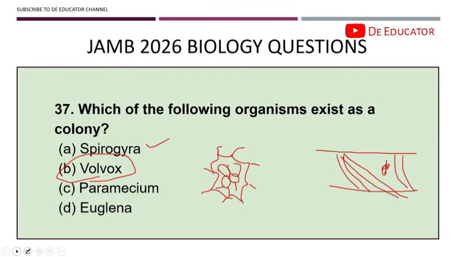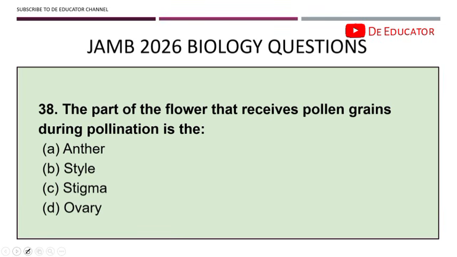Next question we have. The part of the flower that receives pollen grain during pollination is the stigma. All right, so we know pollination is the movement of pollen grains from where? From anther to what? Stigma. Please take note. Anther to stigma, not stigma to anther.